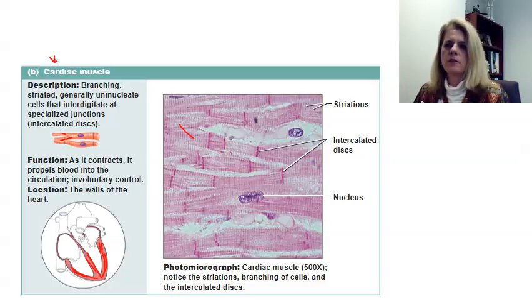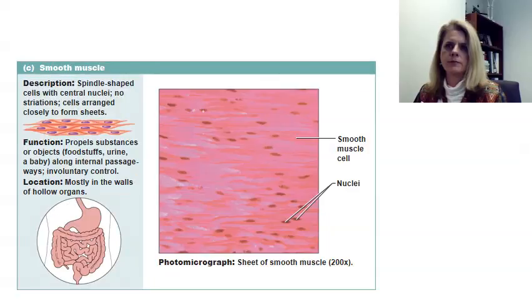The cardiac muscle also has stripes. But again, instead of being parallel muscle cells, you have these branched muscle cells. And you also have these things called intercalated discs that kind of stand out at you. These are specialized junctions that are important in the electrical activity of the heart. Again, more detail about that as we move into the heart in the second semester. The function is to move the blood. As the heart contracts, it propels blood through the arteries. It's involuntary. You're going to find this muscle tissue in the wall of the heart.